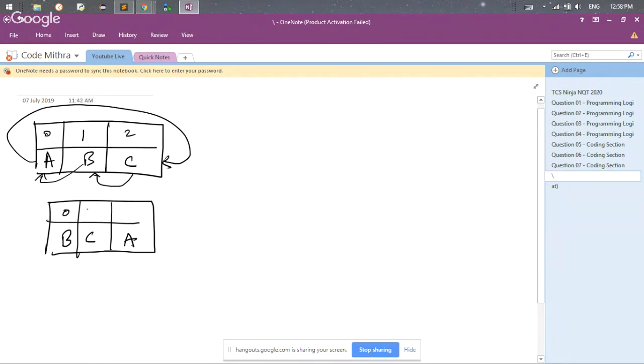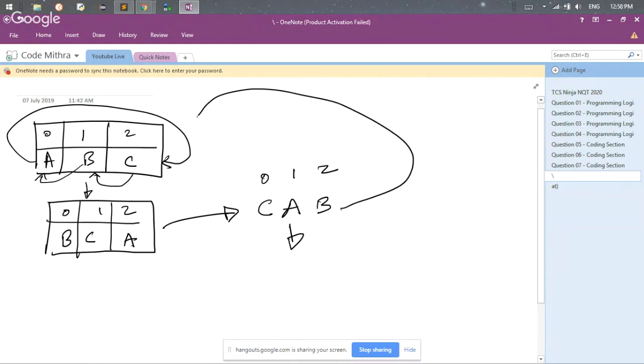If you rotate it twice, then what will happen? You rotate it once and then rotate that again. So it will become C, A, B. 0th index, first index, second index. Again, if you rotate it, actually you will get back the same original array because there are only 3 elements in the array.